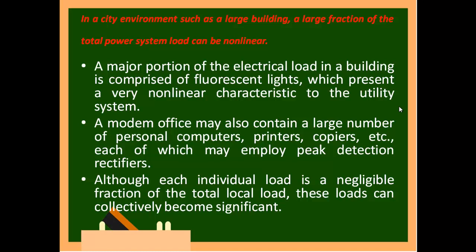So in a city environment, such as a large building, a large fraction of the total power system load can be non-linear. We are going to say the major portion of electrical load in a building is composed of fluorescent lamps, which are non-linear. Modern offices may also contain a large number of personal computers, printers, copiers, etc., each of which may employ peak detection rectifiers. Although each individual load is a negligible fraction of the total local load, these loads can collectively become significant.